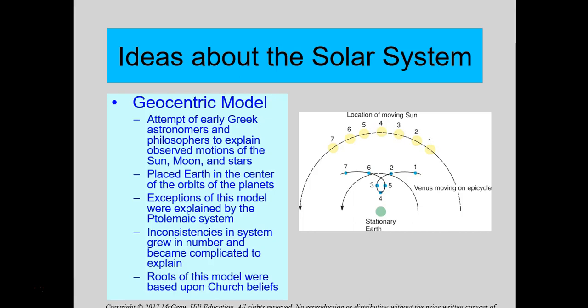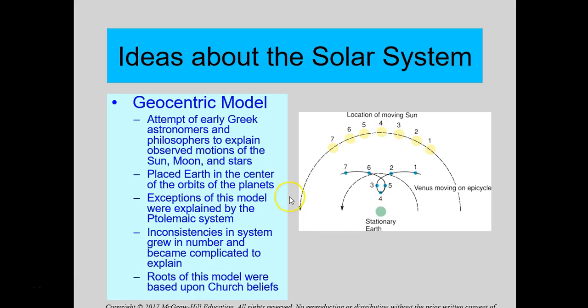So if you are an ancient person, that's the way things appear to be. The moon and the sun appear to move through the sky, so it looks like they're going around the Earth. Planets do a similar thing. They appear to move night by night, so it looks like they're going around the Earth. But as this started to be further understood, they started to realize that the planets did some funny stuff.